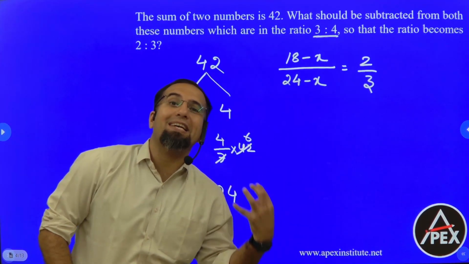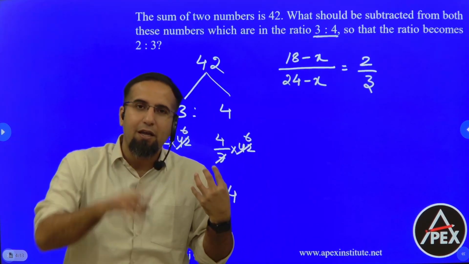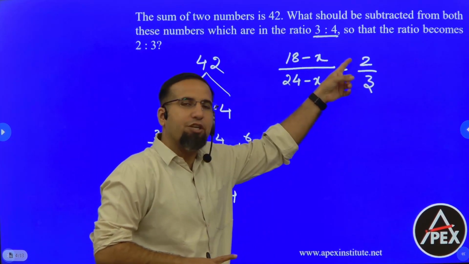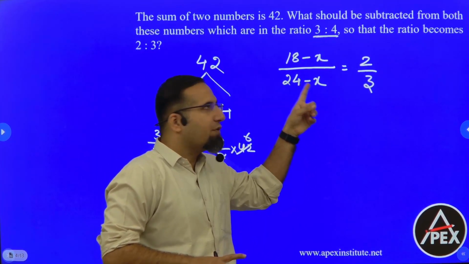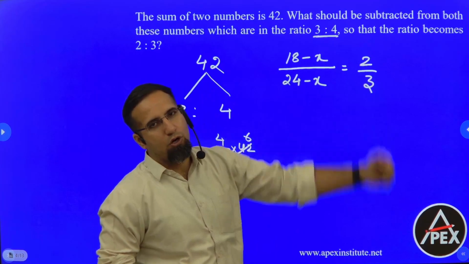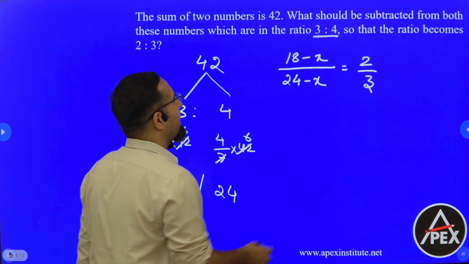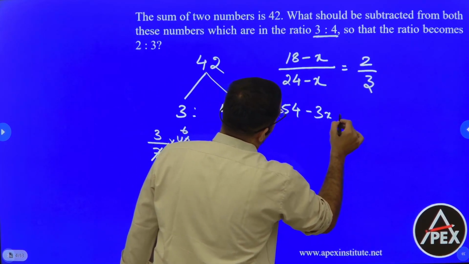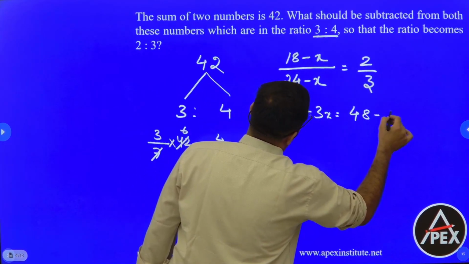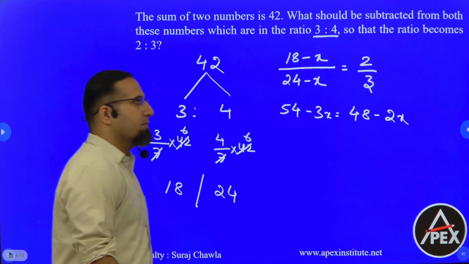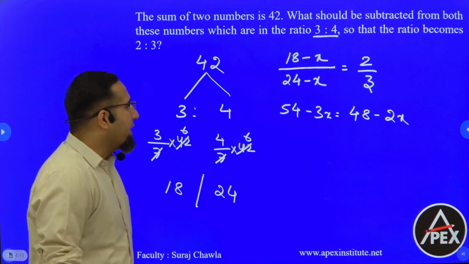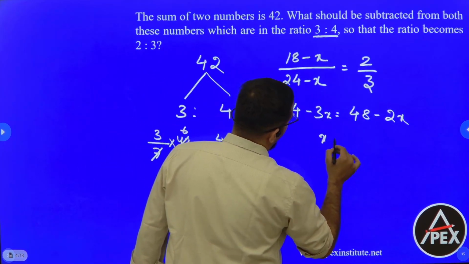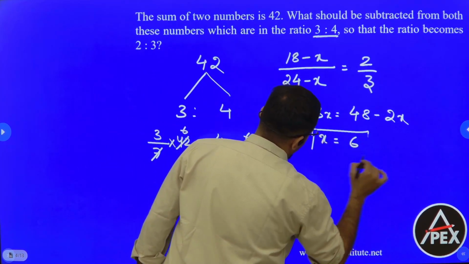After subtracting जो हमारा रेशियो बच रहा है वो रेशियो है 2:3. So therefore after subtraction ये 18 minus x हो गया, ये 24 minus x हो गया, and this ratio is equal to 2:3. Now let's cross multiply. 3 into 18 gives me 54 minus 3x is equal to 48 minus 2x. Clear? Right? And then what do we have here? When we transpose the values, we get the value of x is equal to 6.